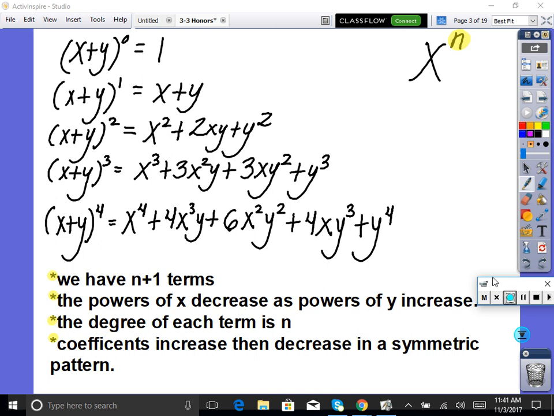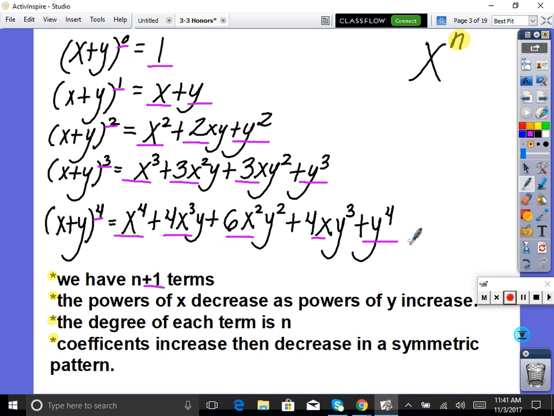We have n plus 1 terms. So if we're talking degree n, then we have n plus 1 terms. So everybody look, n plus 1 means one more term than degree. So degree 0 will have 1 term. Degree 1 has 2 terms. Degree 2 has 1, 2, 3 terms. Degree 3 has 1, 2, 3, 4 terms. Degree 4 has 1, 2, 3, 4, 5 terms.